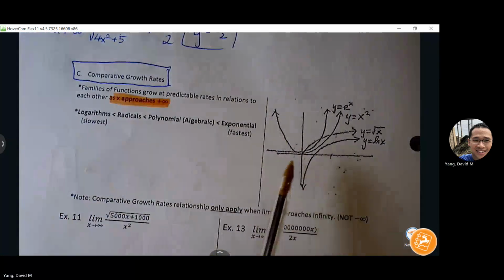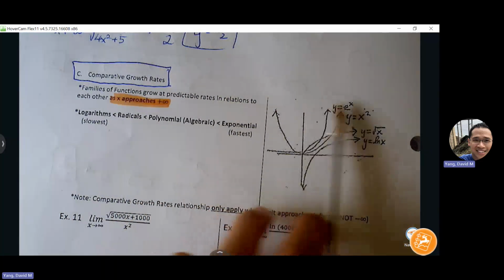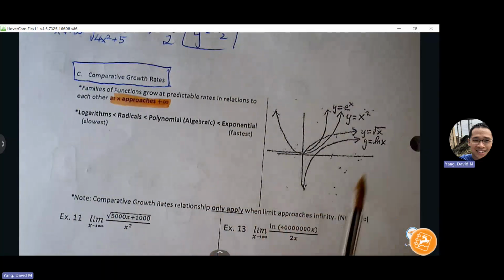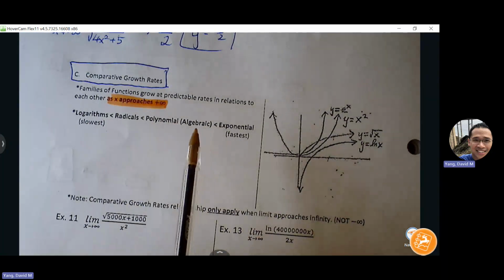So, as we move to the left of the graph, the relationship breaks down, but the relationship is going to hold if we move to the right.